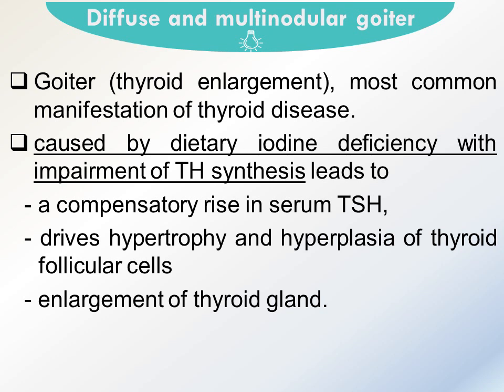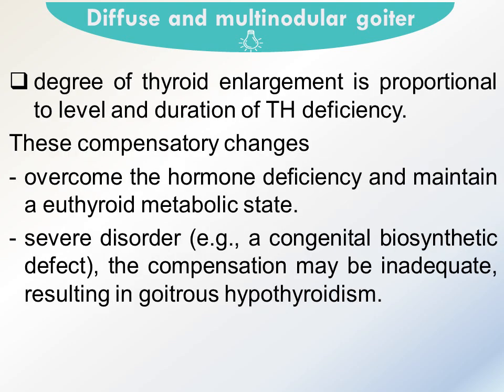Diffuse and multinodular goiters are most often caused by dietary iodine deficiency. Impairment of thyroid hormone synthesis leads to a compensatory rise in the serum TSH, which drives the hypertrophy and hyperplasia of the thyroid follicular cells, and ultimately enlargement of the thyroid gland. The degree of thyroid enlargement is proportional to the level and duration of thyroid hormone deficiency. These compensatory changes overcome the hormone deficiency and maintain a euthyroid metabolic state.